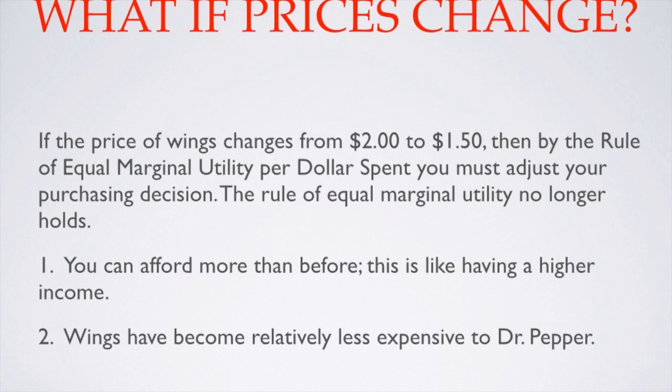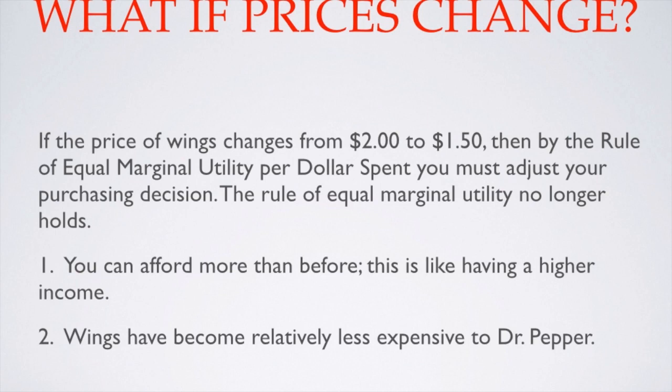Your decision is now influenced by the income effect and the substitution effect. If the price of wings changes from $2 to $1.50, then by rule of equal marginal utility per dollar spent, you must adjust your purchasing decision. The rule of equal marginal utility no longer holds. You can afford more than before. This is like having a higher income.